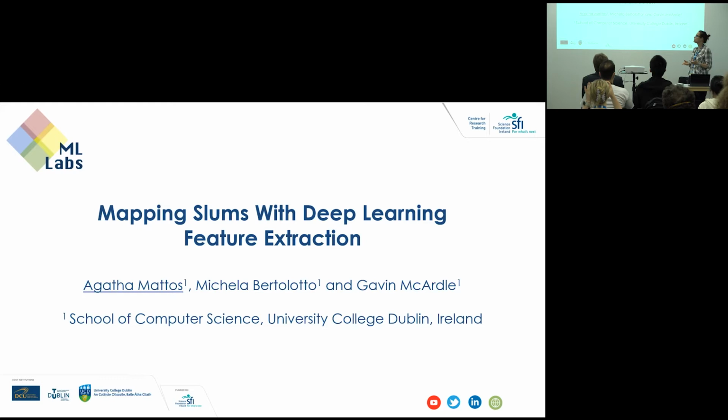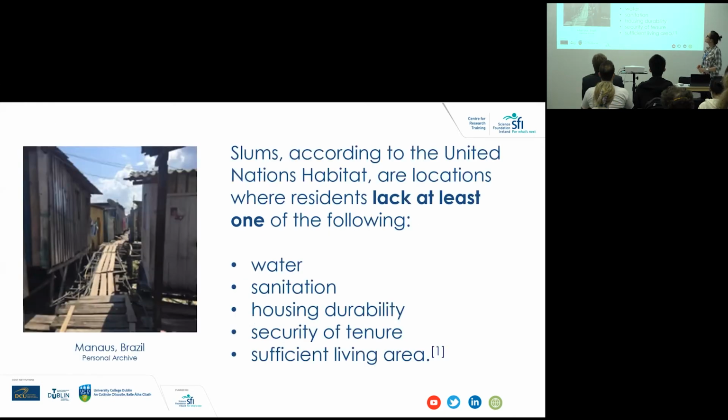2 other collaborators on mapping slums with deep learning feature extraction. So slums, according to the United Nations Habitat, are locations where residents lack at least one of the following: access to water, sanitation, housing durability, secure tenure, or sufficient living area.